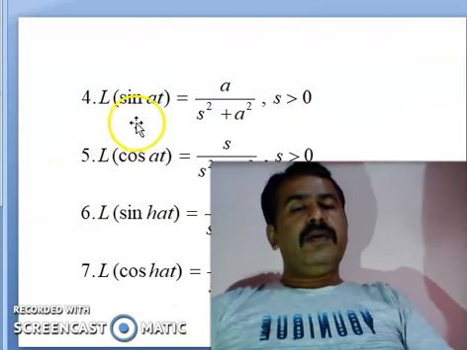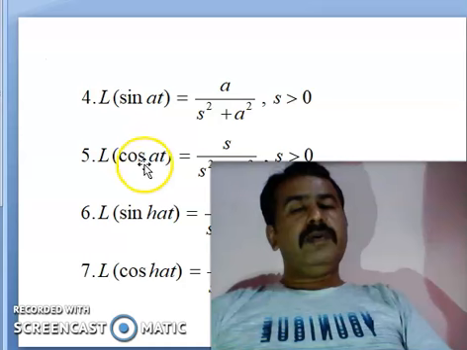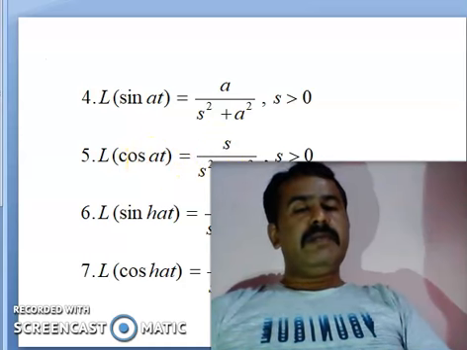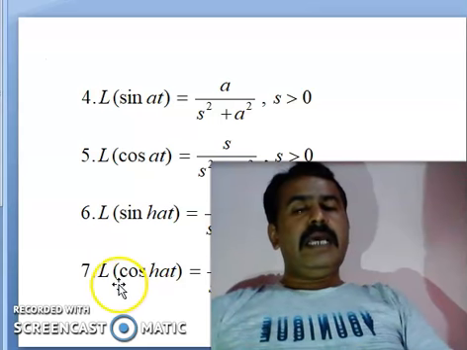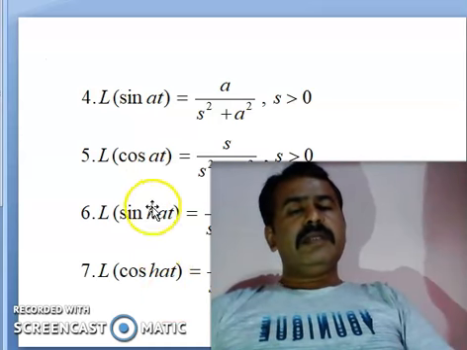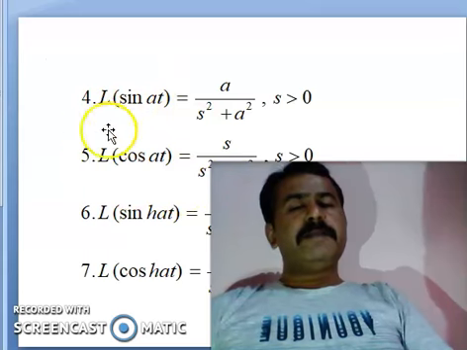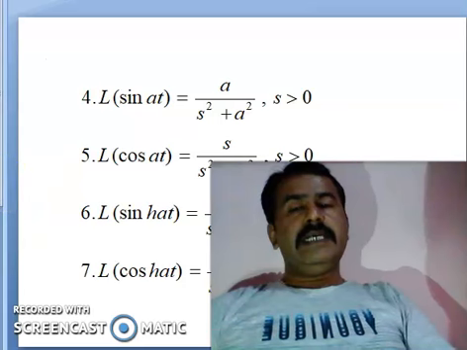Next, L of sin at is a divided by s square plus a square when s is greater than 0. L of cos at is s divided by s square plus a square when s is greater than 0. L of sin hyperbolic at is a divided by s square minus a square, and L of cos hyperbolic at is s divided by s square minus a square. So these are some elementary functions and their Laplace transforms.